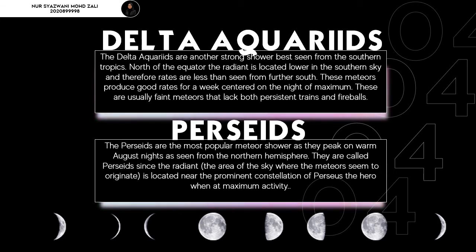And then the last one, Perseids. The Perseids are the most popular meteor shower as they peak on warm August nights as seen from the northern hemisphere. They are called Perseids since the radiant, which is the area of the sky where the meteors seem to originate, is located near the prominent constellation of Perseus, the hero, at maximum activity.